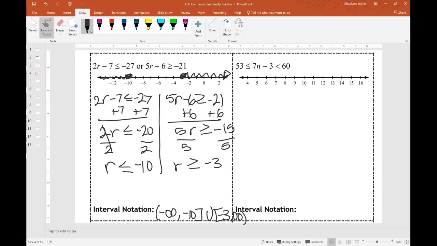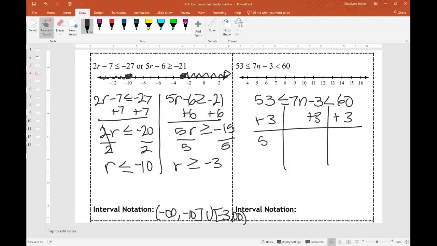Alright, and on this one, it's an and. So I just need two lines. I have 53 is less than or equal to 7n minus 3 is less than 60. So I have three sides to this inequality. I'm first going to add 3 to every single side. And I have 56, and I have 7n in the middle, and I have 63 on the side. Divide everything by 7.